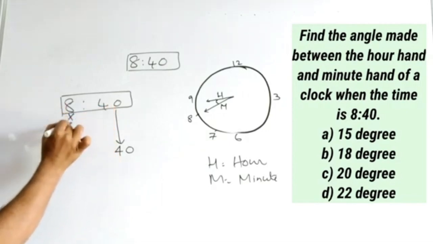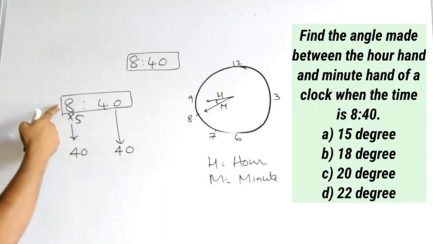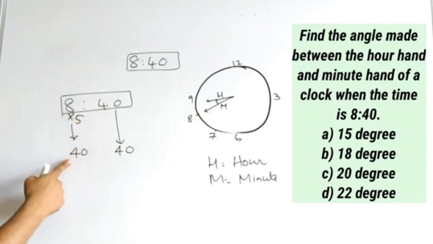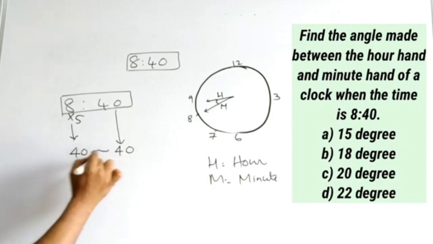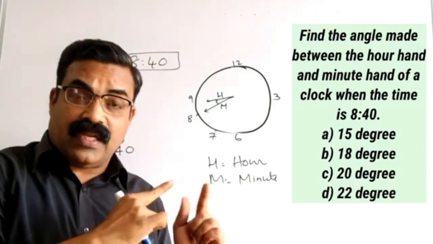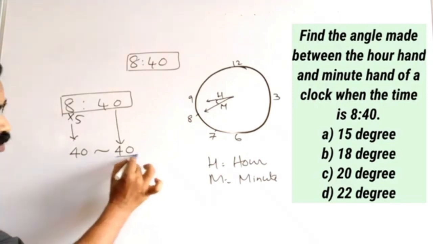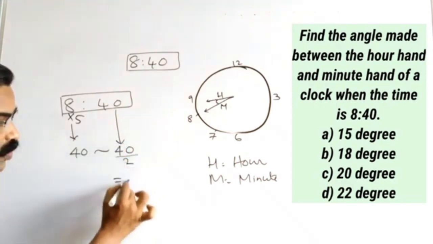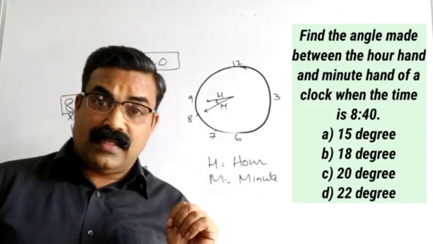8 multiplied by 5, you write 40. These two numbers are the same, you got. There is no difference. The same way we have done the previous question. If there is no difference, just divide this by 2. So 40 by 2, you got the answer 20. So accordingly, you can mark the correct answer.